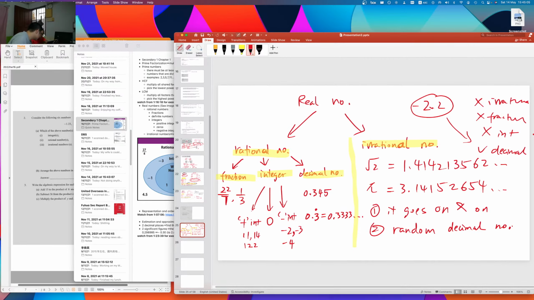Does it make sense? Irrational numbers. Is it easy? But before it's easy, you must get this down. What are you waiting for? Okay?